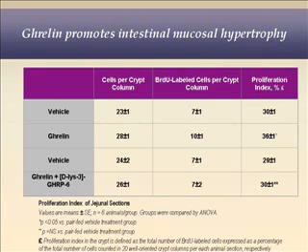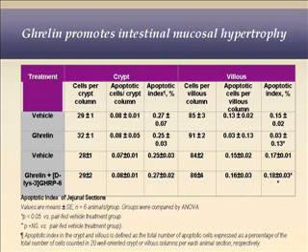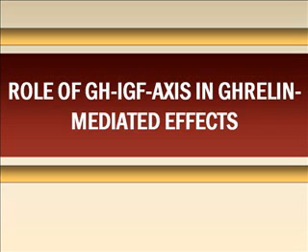Here is the review of the proliferation index, which significantly increases following ghrelin treatment. Apoptotic index also reduces with ghrelin treatment, and the antagonist reverses ghrelin-mediated effects.